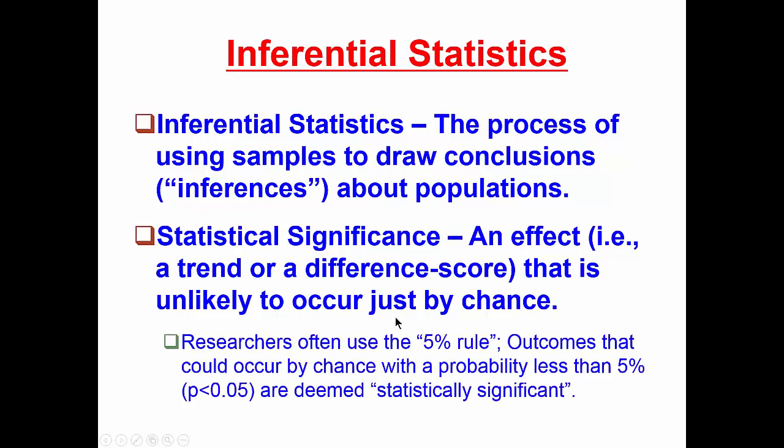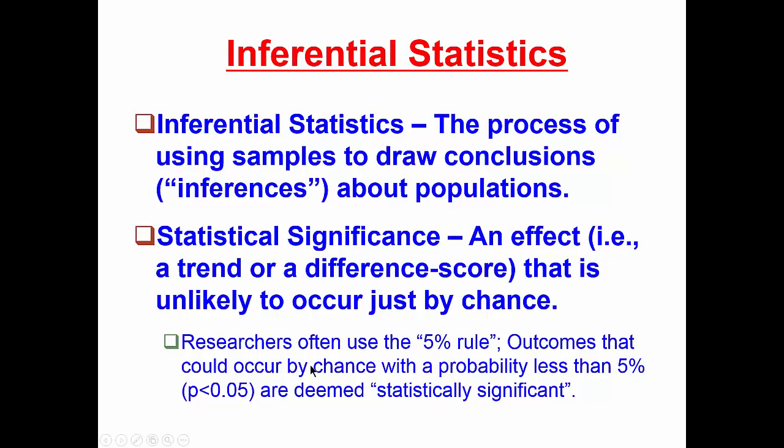Researchers often invoke what they call informally the 5% rule. Now, what is that? The 5% rule refers to outcomes that could occur by chance with a probability less than 5%. And we call those relatively infrequently occurring outcomes statistically significant. That is, they're not likely to have occurred by chance. The probability, or p-value, and that's what the p stands for over here, is less than 0.05, which is, again, 5 times out of 100.